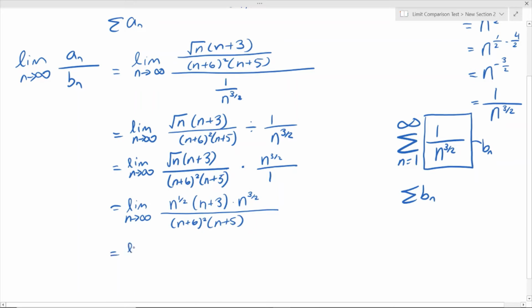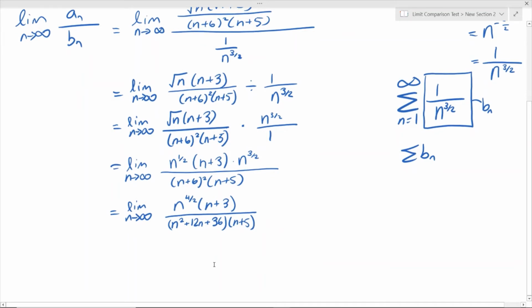And then we look at this and say, oh, n to the exponent of 1 over 2 and n to the exponent of 3 over 2, we can add these exponents together. So 1 over 2 plus 3 over 2 is 4 over 2. So n to the exponent of 4 over 2, and then times n plus 3. And then here, let's expand this. N plus 6 squared, we know that that would be n squared plus 12n plus 36, times n plus 5. Just like that.